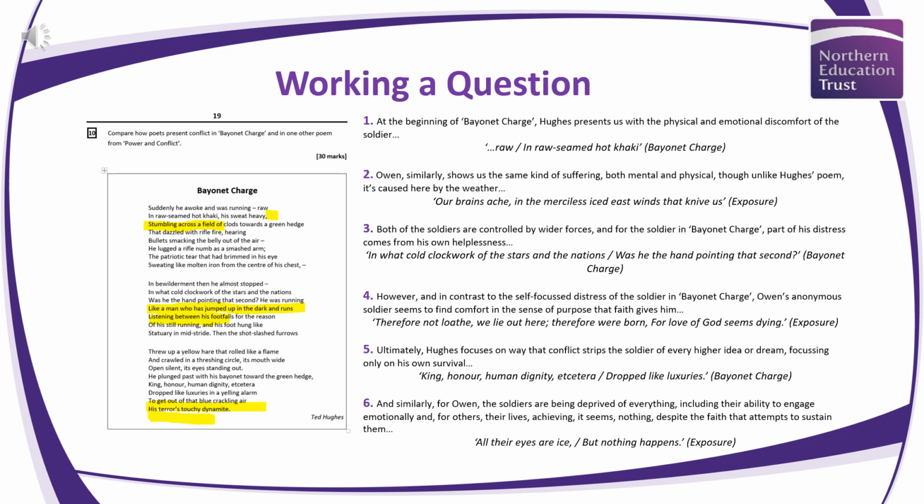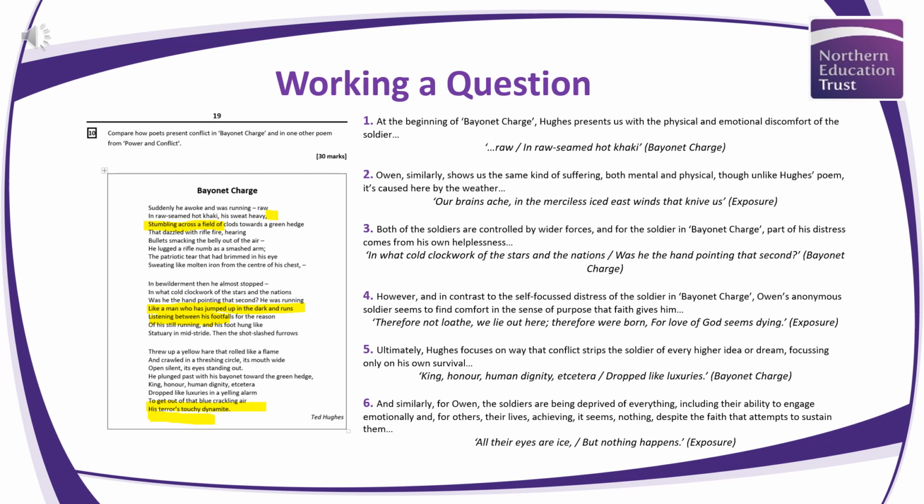Fifth one, back to the named poem. Ultimately, Hughes, at the end of the poem, focuses on the way that conflict strips the soldier of every higher idea or dream, focusing only on his own survival. And the quotation, "King, honour, human dignity, etc. dropped like luxuries." Now, this is an easy one. We've got the list, the simile of them being like luxuries, the beautifully dismissive, etc., the shifting perspective from when he signed up. Lots of ideas.